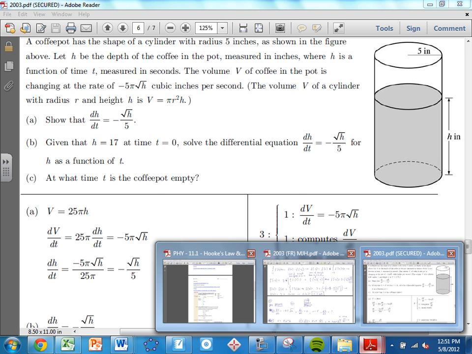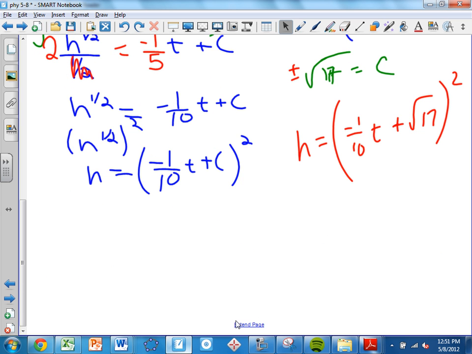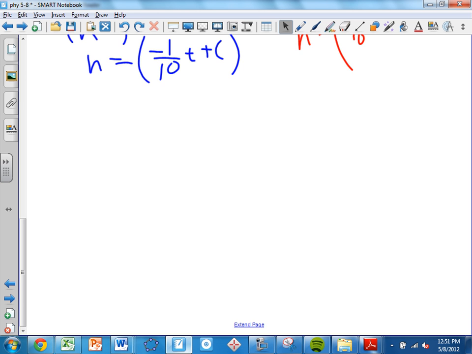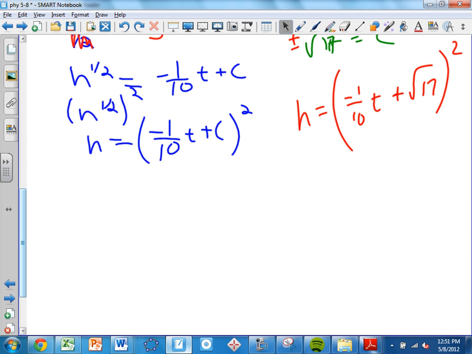Kenny, I know it's not that tough, but the thought process is the tough part. So tell us, Kenny, at what time is the coffee pot empty? So we use our refiner, right? And again, you're not setting a derivative equal to 0 and finding critical points. It's just that the height is 0 when the coffee pot's empty. So set it equal to 0.